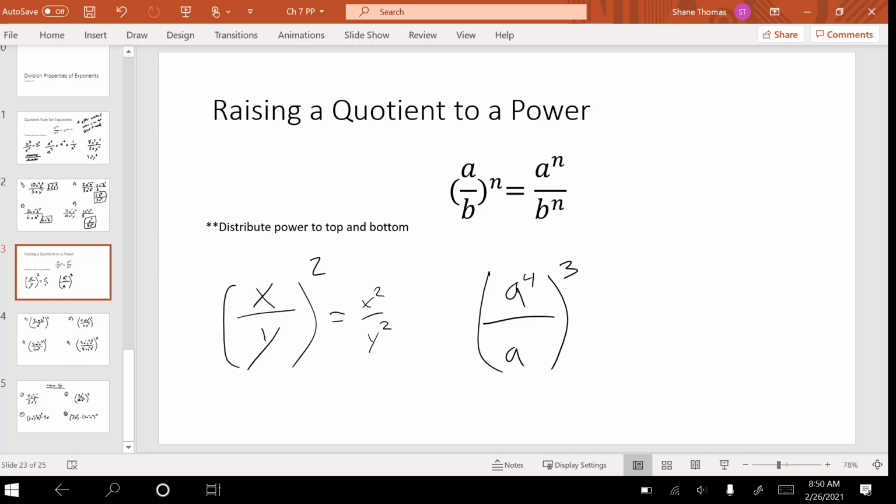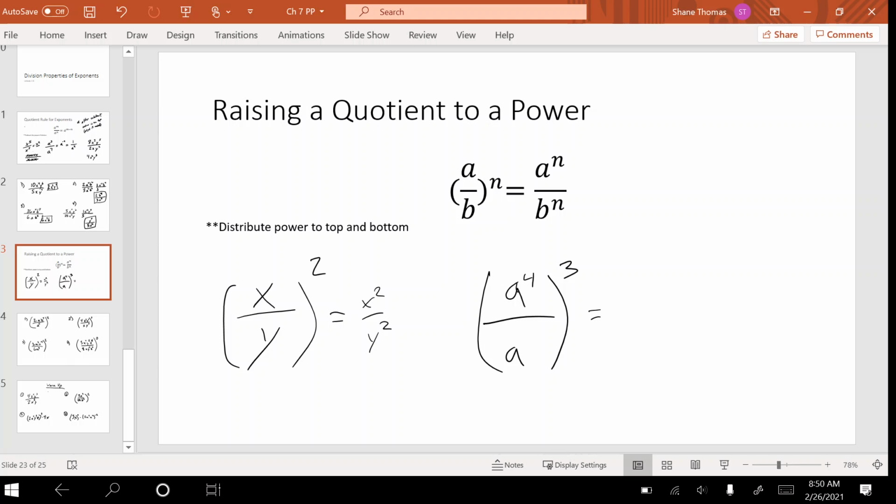Okay, that's all it means. It's the same as before, we just have a fraction inside. Exact same rule. It's a power distribution rule. All right, and with this, as before, you distribute to get rid of the parentheses first, and then simplify as much as you can. So the second one I have here, I have a to the 4th over a.